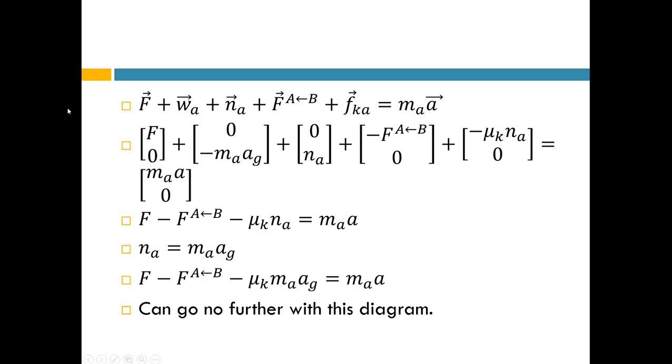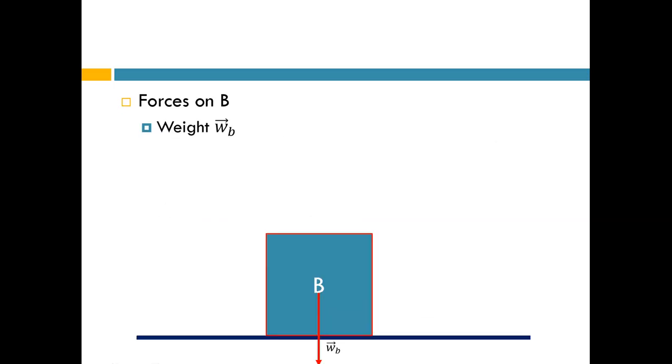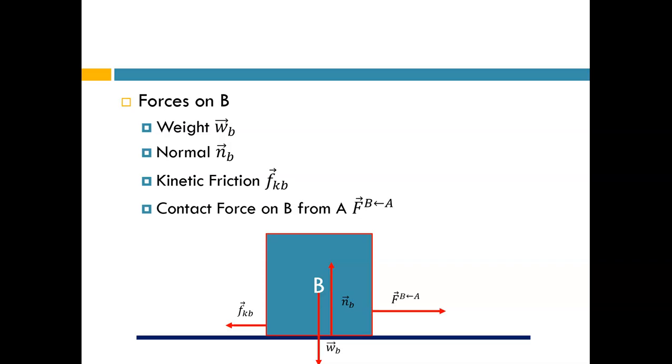So looking at the free body diagram on B, it looks like this. First of all, there's B. You see we've got the arrow for weight pointing downward. We've got the arrow for the normal pointing upward. We've got the arrow for kinetic friction pointing to the left. And now we have the contact force on B from A pointing to the right. So there are only 4 forces acting on B. We had 5 forces acting on A, but we only have 4 forces acting on B.